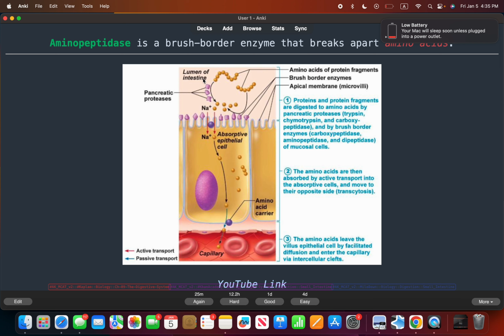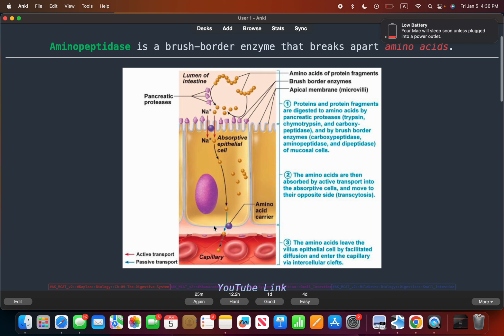So we have the lumen of the intestine. We have pancreatic proteases. We have the absorptive epithelial cell. We have the amino acid carrier. We have capillaries, and the active transport is from here, and the passive transport is from here.